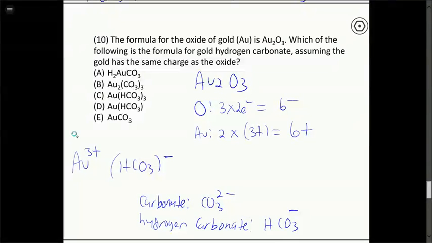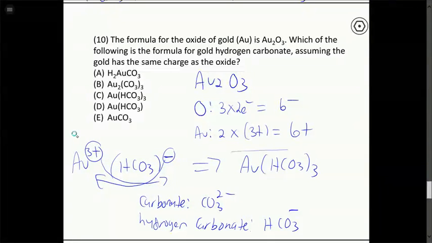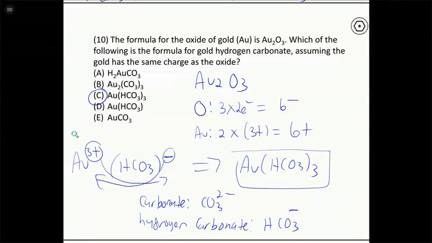And then if we want to balance the charges to get the formula of this compound, remember that we take the charges and we turn them into subscripts. So this one would then work out to be 1 gold with 3 hydrogen carbonate anions to balance the charge. And so the one that works there is choice C. Alright, so if you've completely forgotten them in the last few months, review the polyatomic ions and their charges, and make sure you know how to then balance the charges when forming formulas for ionic compounds. Okay, questions on this?